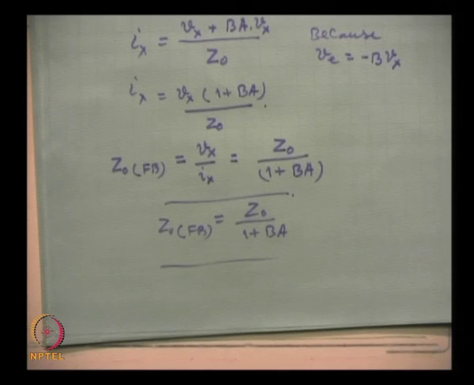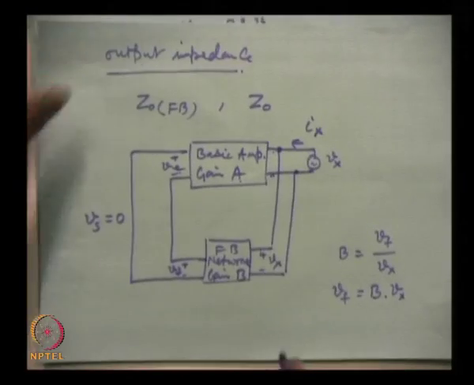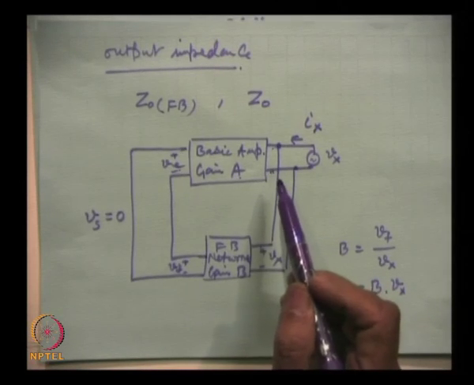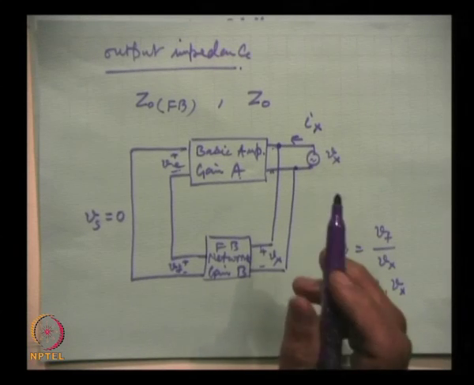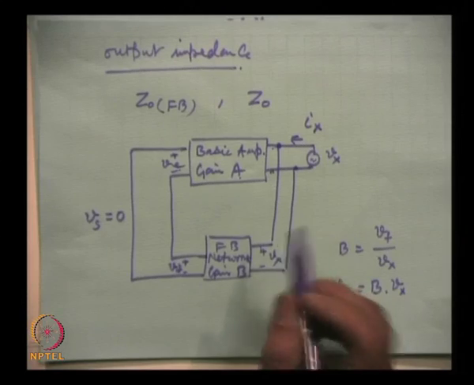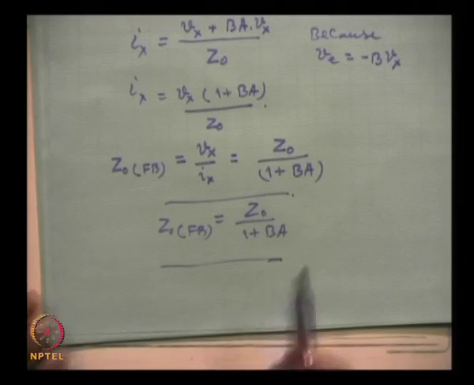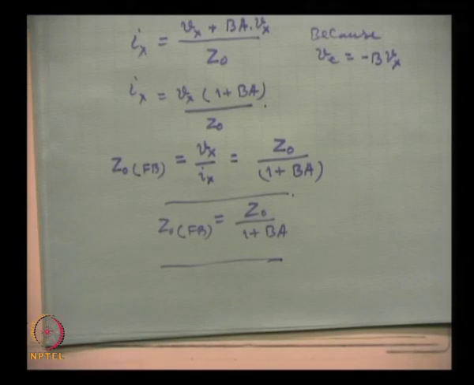As I said in the beginning, the same thing we are now finding: in this configuration the output has a shunt connection, and shunt connection is going to reduce the magnitude of the impedance. All variations are governed by the factor 1 plus B A. This relationship I have derived just for one configuration, but the analysis can continue for all.